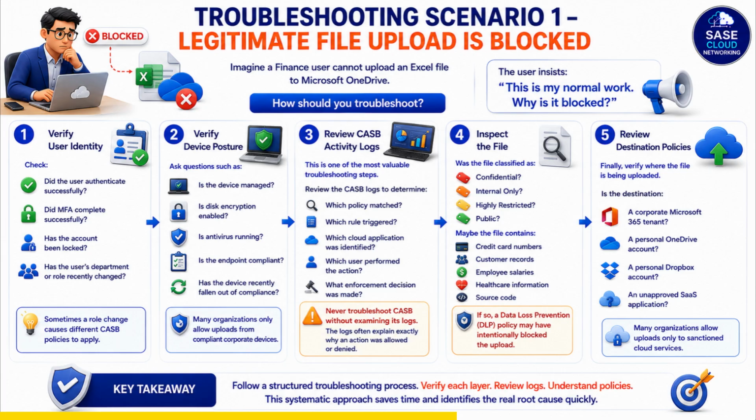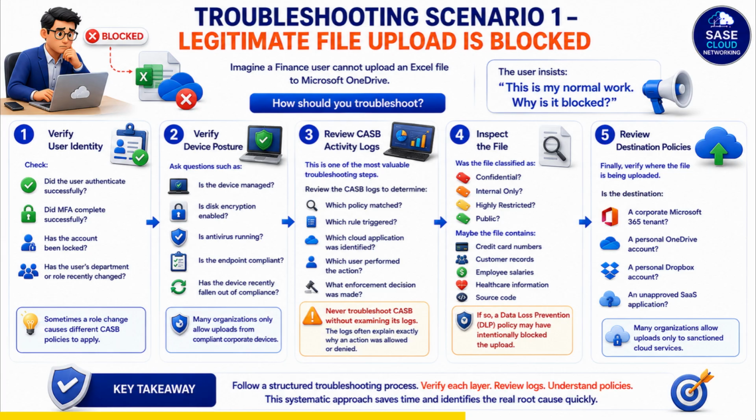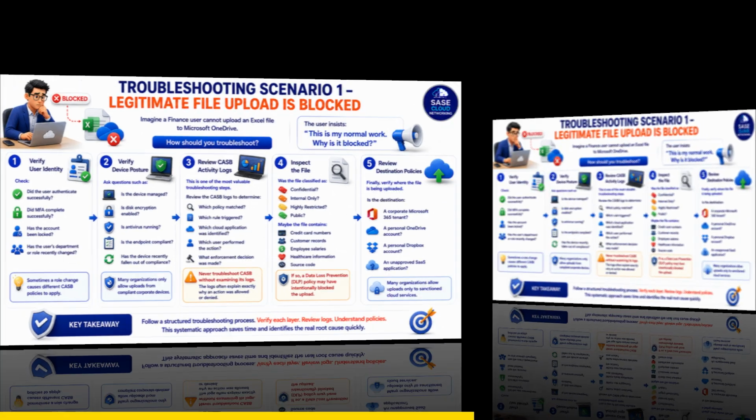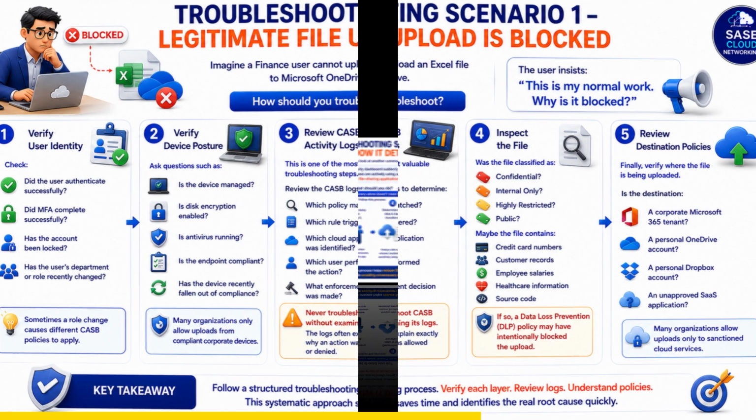Step 4. Inspect the file. Was the file classified as confidential, internal only, highly restricted, public? Maybe the file contains credit card numbers, customer records, employee salaries, healthcare information, source code. If so, a data loss prevention (DLP) policy may have intentionally blocked the upload. Step 5. Review destination policies. Finally, verify where the file is being uploaded. Is the destination a corporate Microsoft 365 tenant, a personal OneDrive account, a personal Dropbox account, an unapproved SaaS application? Many organizations allow uploads only to sanctioned cloud services.